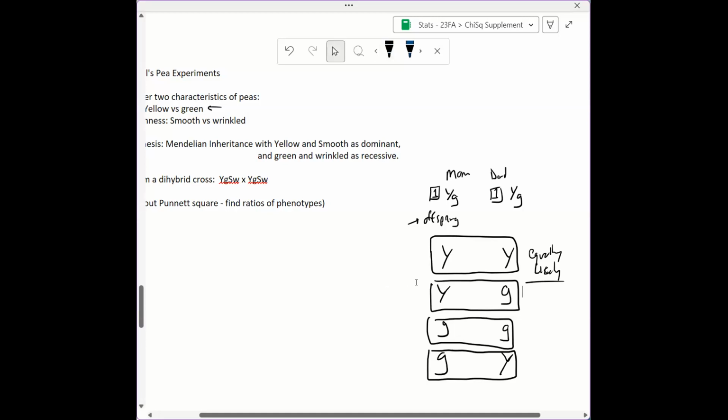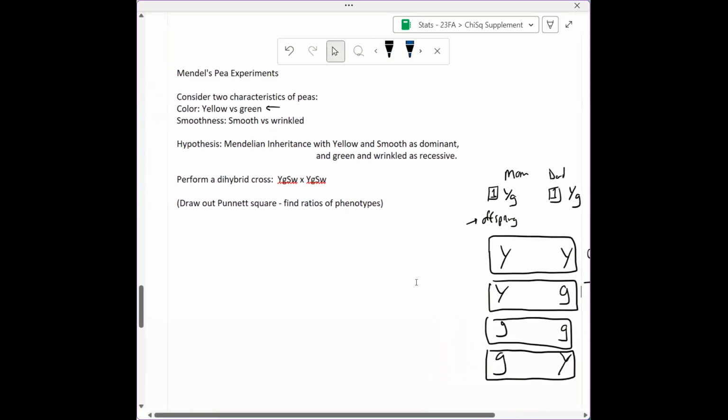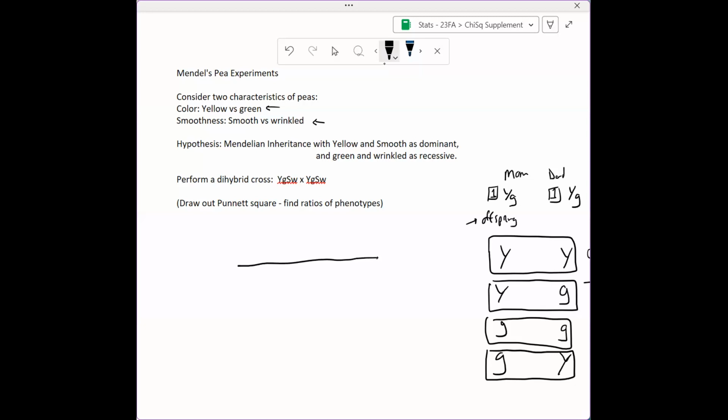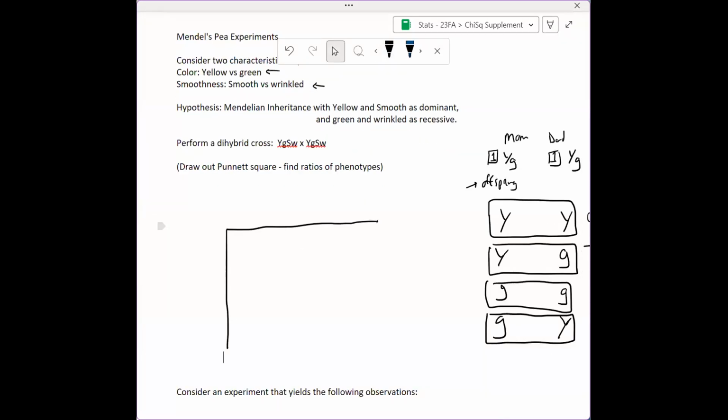Okay, so what if we looked at something a little more complicated? What if we looked at yellow versus green as well as smooth versus wrinkled? Then we need a little bit bigger, or a little higher dimensional, space to work in. And again, I know these are pea plants. We're just going to call them mom and dad because that's easier to talk about than parent one versus parent two.